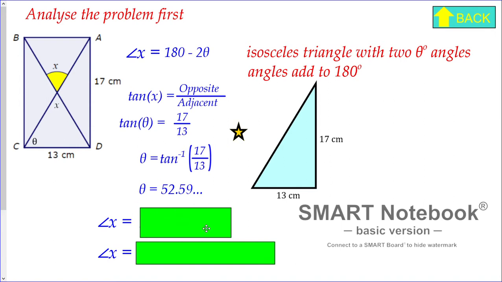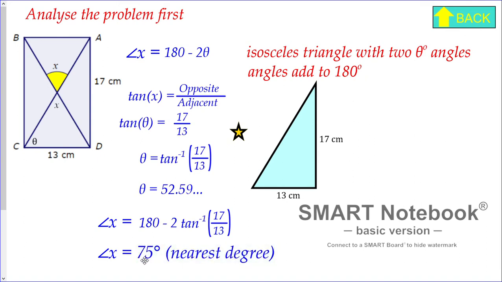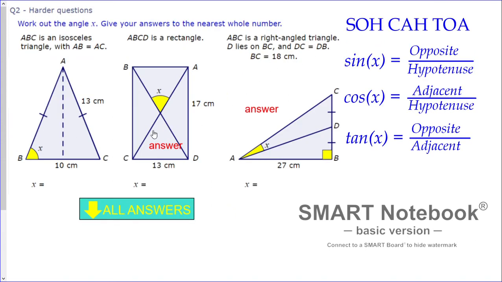So, for the angle x, we already know it's 180 minus 2 times this value. I've done it like this so you can type this directly into your calculator, and then you're not rounding until the very end of the question. And that is 75 degrees, and the question asks for the nearest degree, so 75 degrees. So that was this one.